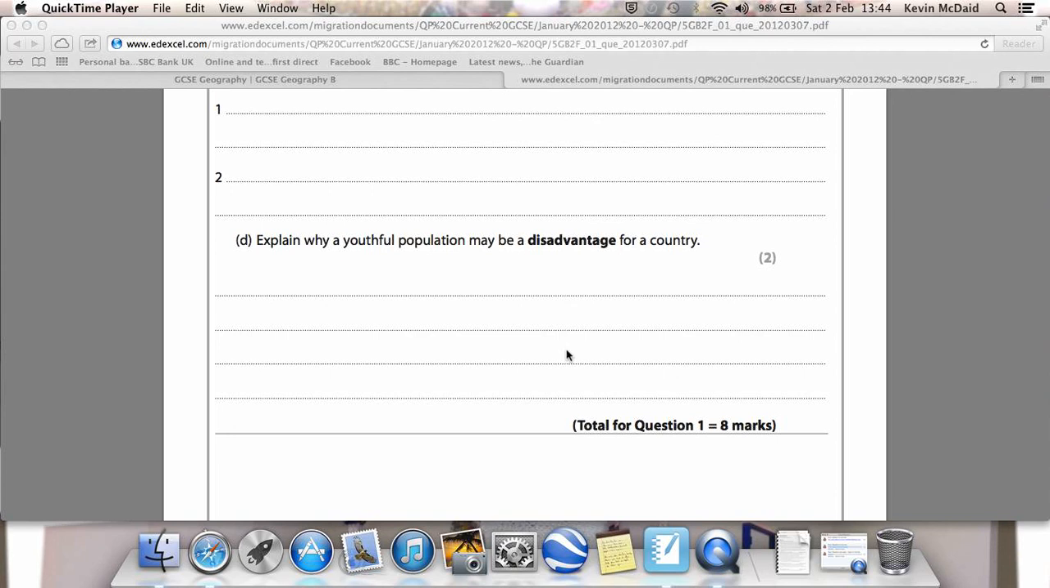So for instance, there are lots of people in school in a youthful population. That means the government's going to have to find money for education from somewhere. But where's it going to find this money from? Because the second disadvantage is that there's not enough people working. They're all too young. They're all at school, or they're all at home, or they're all having fun. Okay? So there are 2 key points for 2 marks. Alright? So it's really important to understand the question, understand the keywords, understand the amount of marks that are on offer.